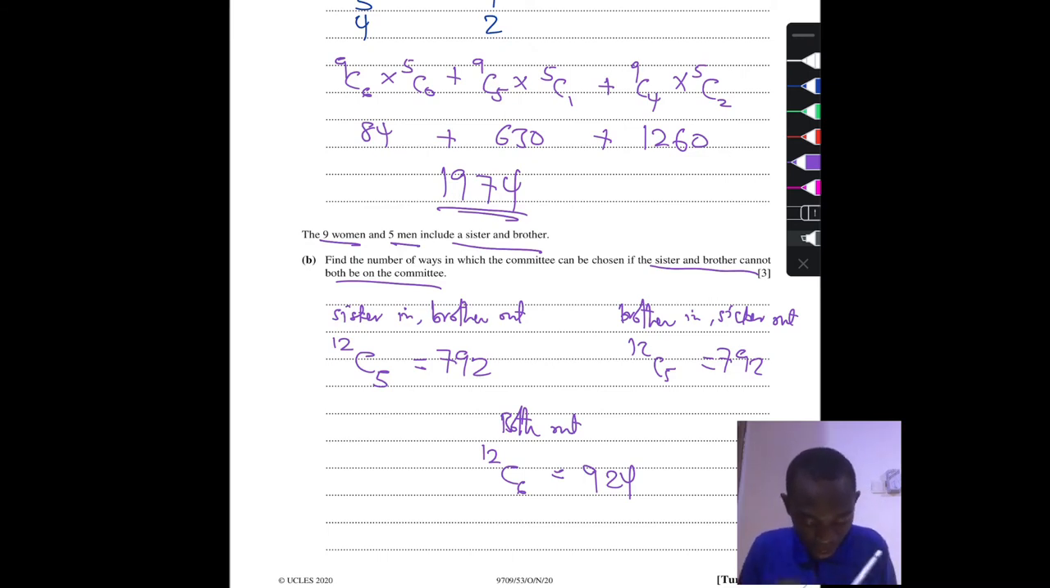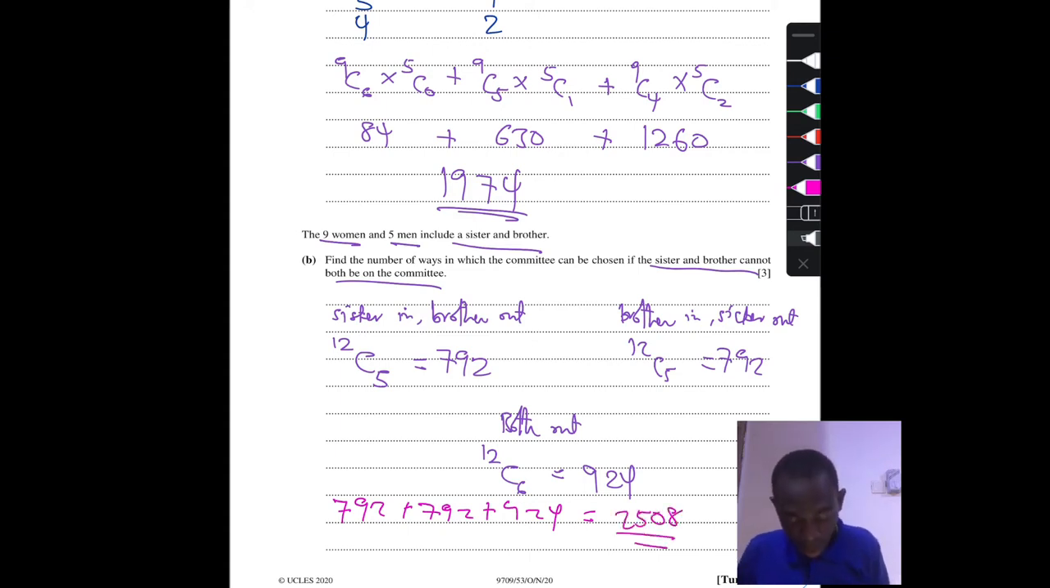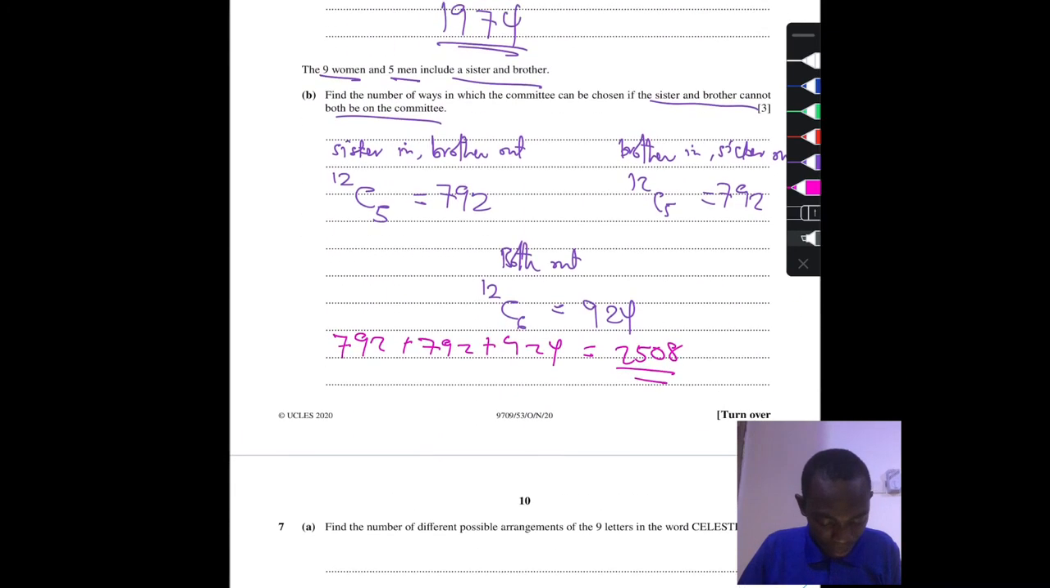So we have, let's add them up and then we are good to go. We have 792 plus 792 plus 924. And according to our calculator, we have 2508. And we are good to go. Okay, so that's how to approach the question.